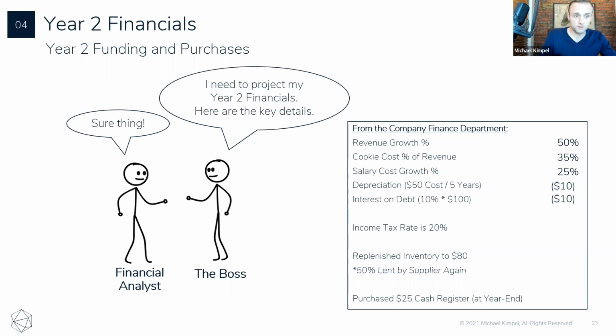So that's what we're going to lay out here: the projected financials for the next year using assumptions about what we think is going to happen. And this is really the root of virtually all financial modeling. What do we think is going to happen, and how can we approximate that in Excel?